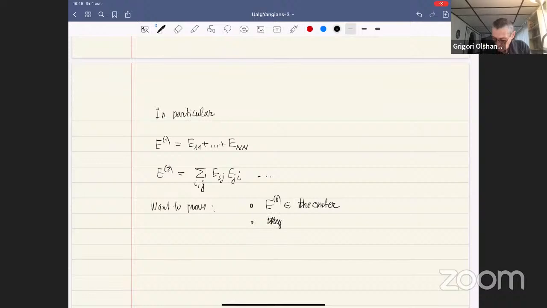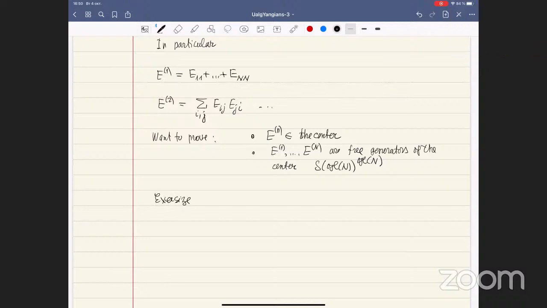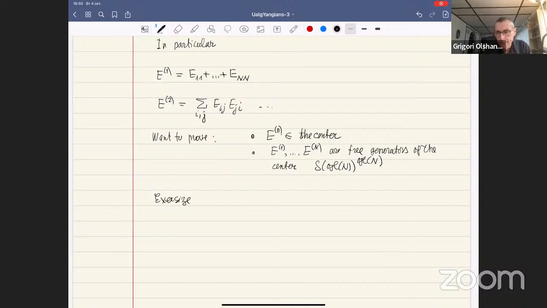And the first ones are free in the commutative sense. That means they are algebraically independent generators of the center. So how to prove this? When you mean the center, you mean the Poisson center of the symmetric algebra? Yes, exactly.